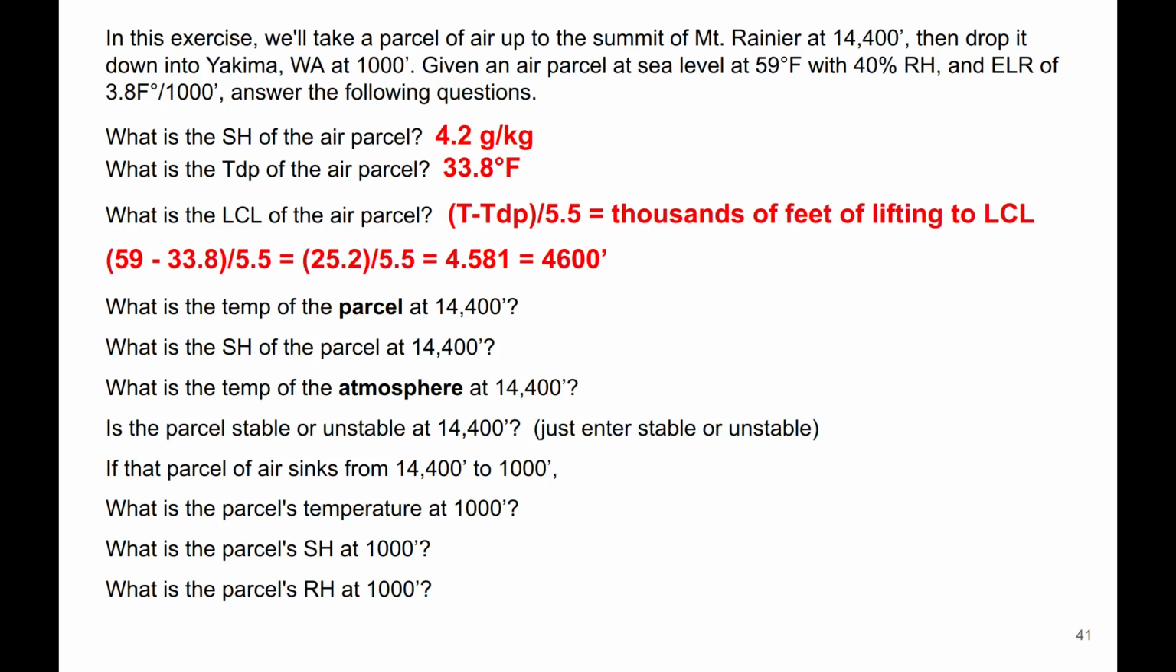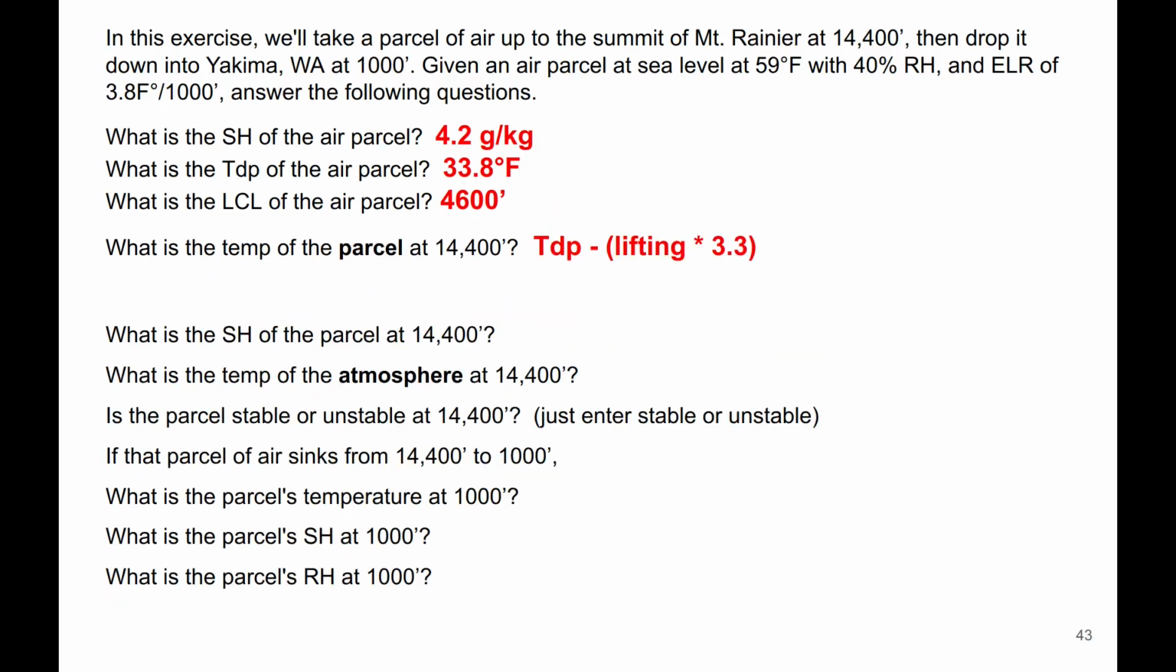4.581. But remember that the units for that are thousands, so that's actually 4,581 feet. Remember, we're rounding to the nearest 100 feet. So we look at the 5, and the number to the right is an 8. By the rules of rounding, if this is 5 or higher, we round up. So the lifting condensation level is going to be 4,600 feet. Now we know the lifting condensation level and the temperature of the parcel at the lifting condensation level. Now all we have to do is lift it up to 14,400 feet and see how much it cools.